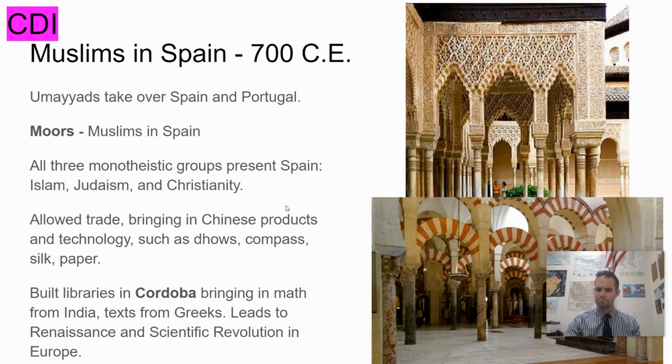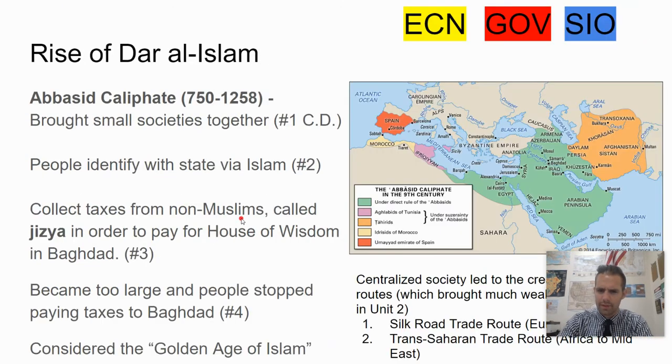Let's go ahead and look at Spain right here. So Spain, let's go back to the map. Baghdad's here. That's what we were talking about. We'll talk about that again in just a second. Going all the way over here, long ways away, Spain, right here.